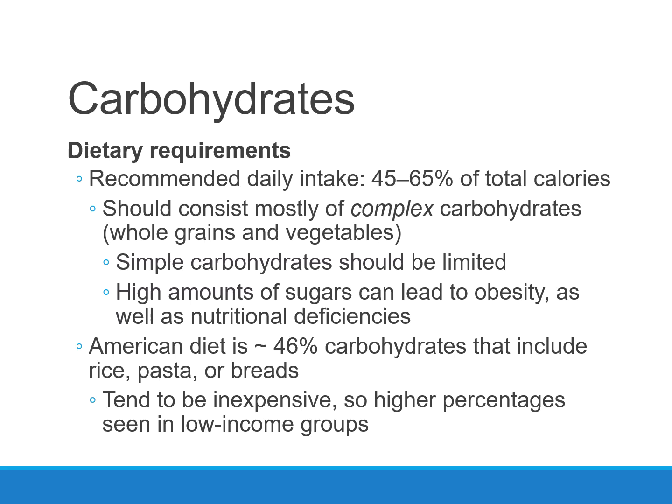High amounts of sugars can lead to obesity as well as nutritional deficiencies. Again, when our body gets excess glucose in the form of sugar and it can't store any more of it as glycogen, it's going to store it as fat. The American diet is roughly 46% carbohydrate. That should include rice, pasta, and breads.